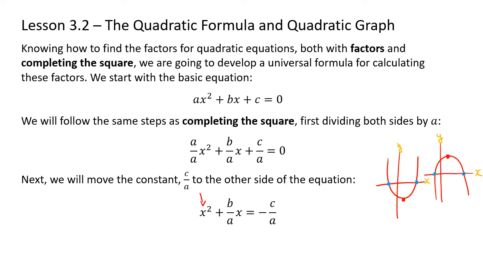So dividing every term by a, the a's will cancel on the first term, and we're left with x squared plus b over a times x. The next item we're going to do is move our constant, which is now c divided by a, to the other side, meaning it becomes negative c divided by a. So our equation here becomes x squared plus b over a times x equals negative c over a. Okay, so nothing is different except we don't have numbers to plug in here. These are the same first two steps that you would have done to solve a completing the square question. All right.